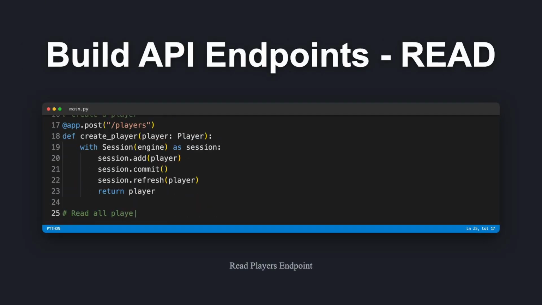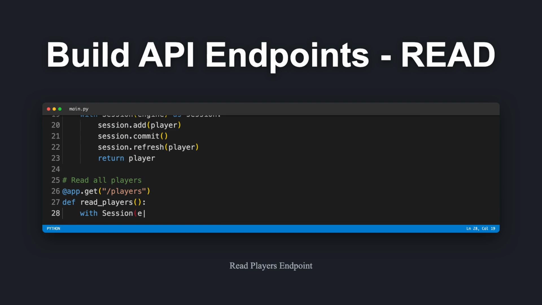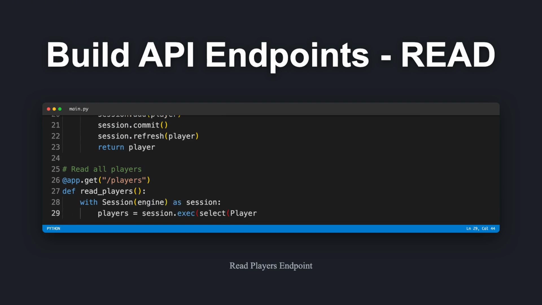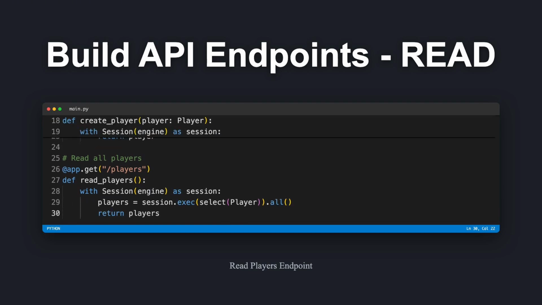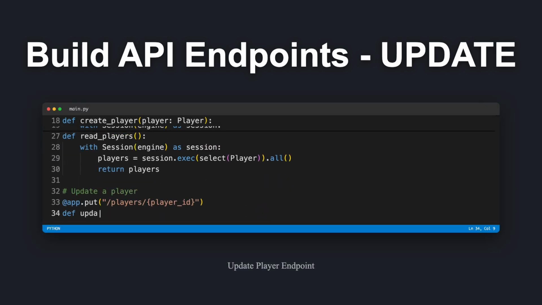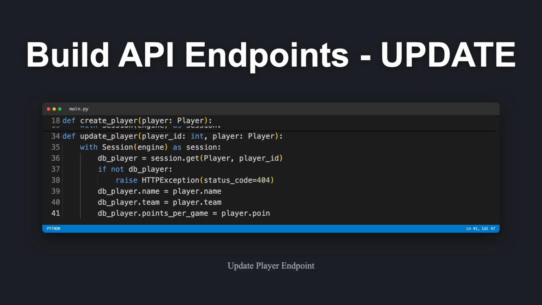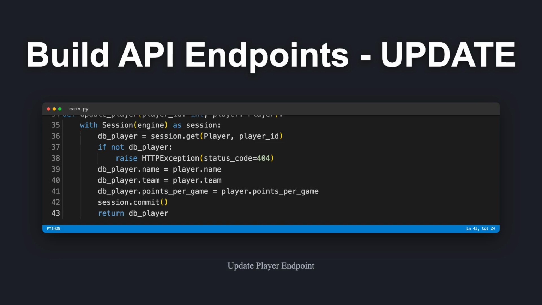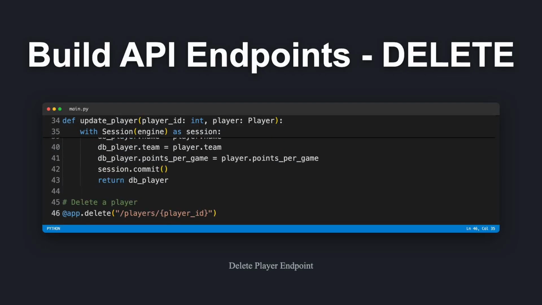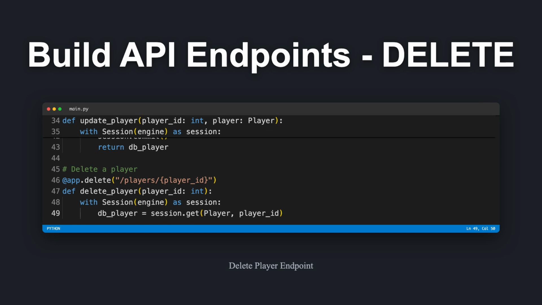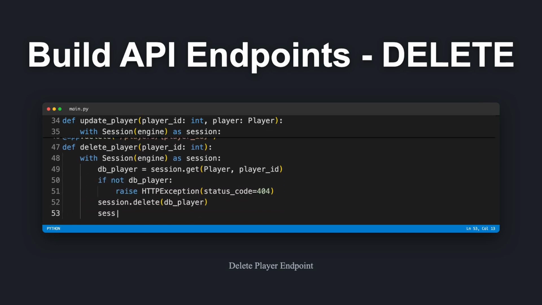Next, we read data from the database. We open a session again, but this time we use it to select all players currently stored. Updating a player follows the same pattern. We use the session to fetch the existing record, update the fields, and commit the changes. Finally, we add a delete endpoint. This removes a player from the database cleanly.